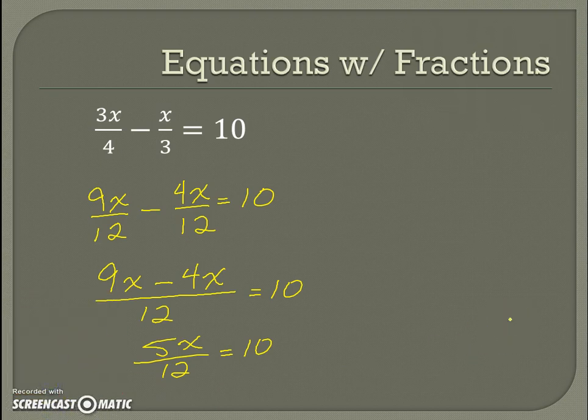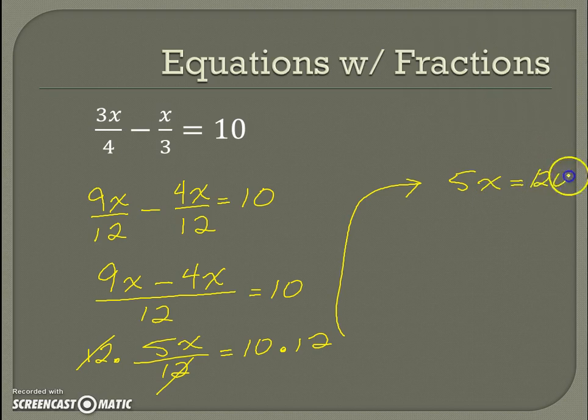So from here I would multiply both sides by 12. I got my pen upside down. These simplify out, and I'll come up here so I have some space. You get 5x equals 120. Divide by 5. And x equals, let's see, what is that? 120 divided by 5. x equals 24.